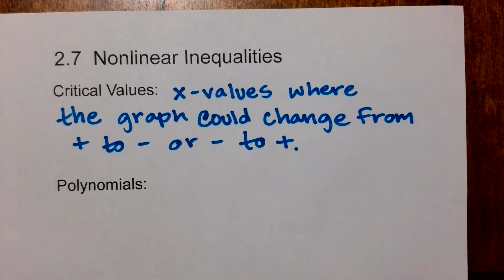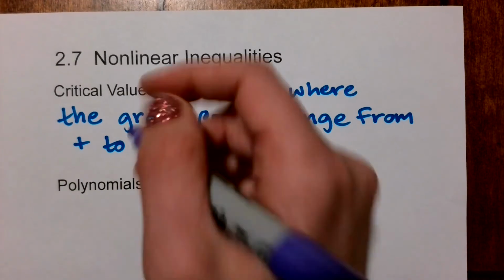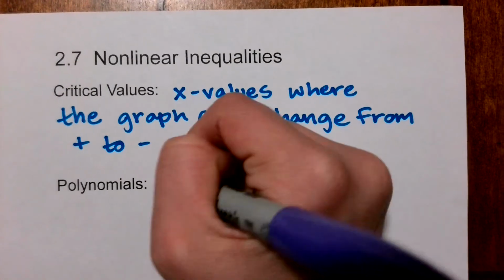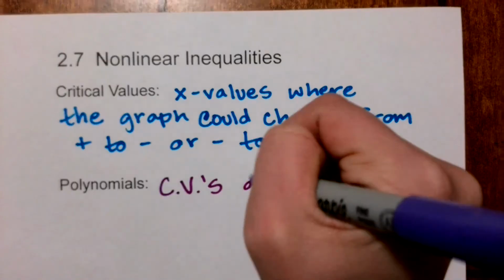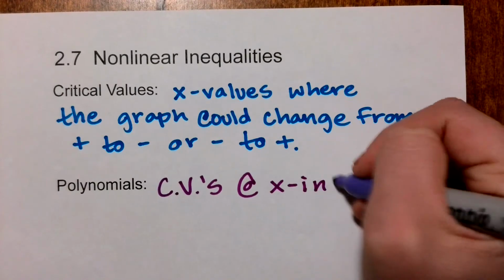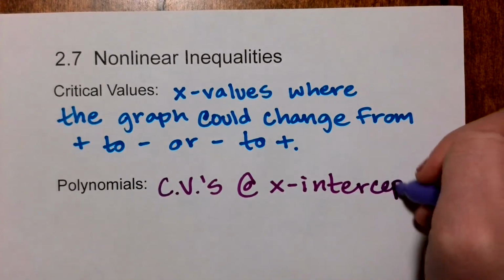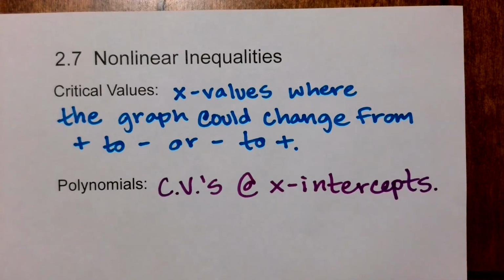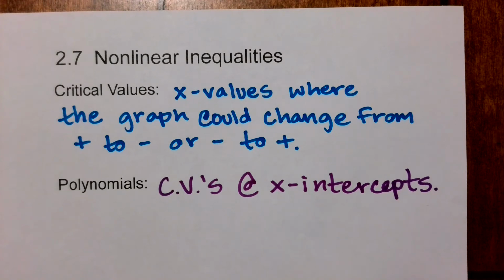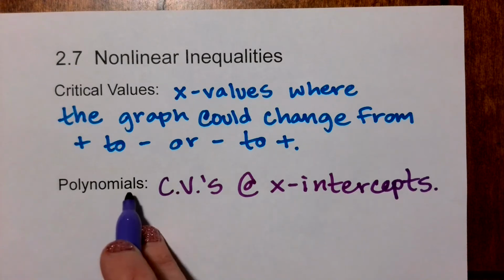So for polynomials, it's pretty basic. Polynomials are continuous functions, so the only critical values that polynomials have are at x-intercepts. The only way that a polynomial is going to go from being below the x-axis to above or above to below is if it crosses through that x-axis. We've seen that with the intermediate value theorem, that if we have a y value above and a y value below, then we know there has to be an x-intercept in there because polynomials are continuous, so it's got to cross.